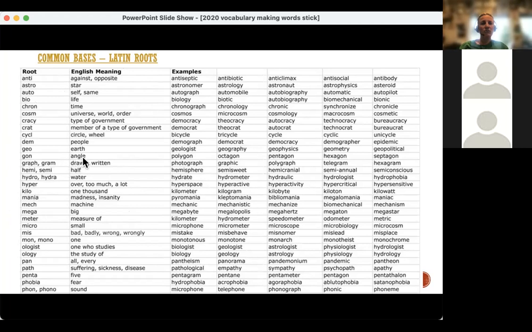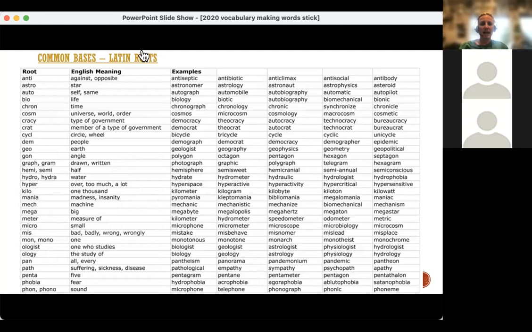So graph meaning drawn, but look at the words that you can relate to that. Photograph, graphic, or drawn or written, I guess. Photograph, graphic, polygraph, telegram, hexagram. Okay, all of those are related to that. Mania, madness or insanity. So pyromania, kleptomania, bibliomania, megalomania, maniac. So again, really good bang for your buck.